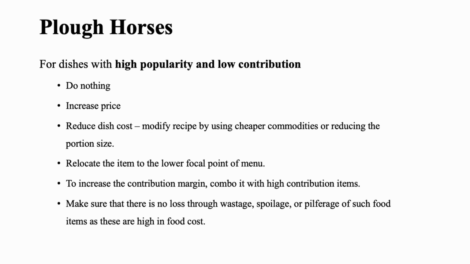In case of plough horse, where the dishes with high popularity and low contribution margin are placed, we can do nothing or increase the price or reduce the dish cost by modifying the recipe using cheaper commodities or reducing the portion size. We can relocate the item to the lower focal point of the menu.